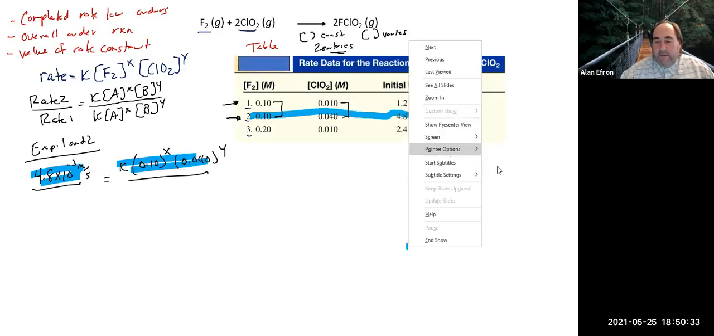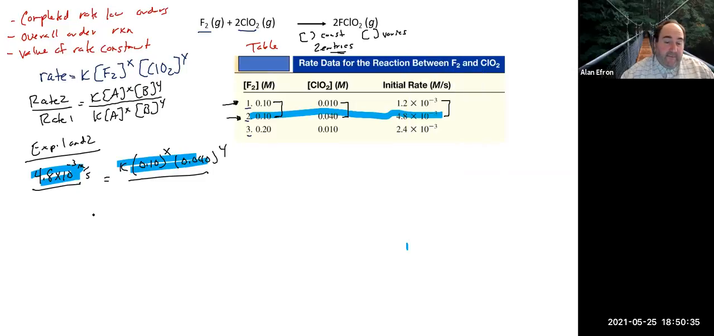Now what I'm going to do is put everything from entry number 1 on the bottom: 1.2 times 10 to the minus 3, again k, and for entry number 1, 0.1 to the x and 0.01 to the y. Everybody on the bottom came from entry number 1. Any questions on that?